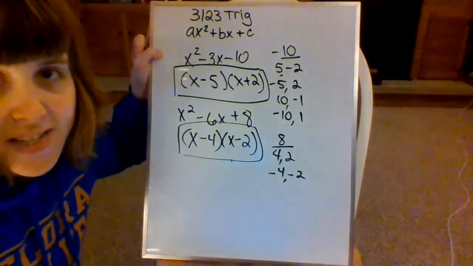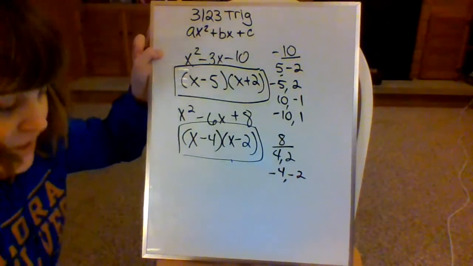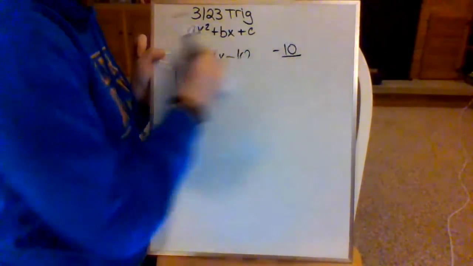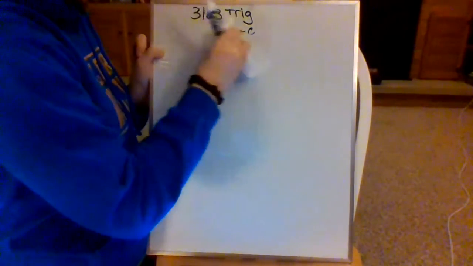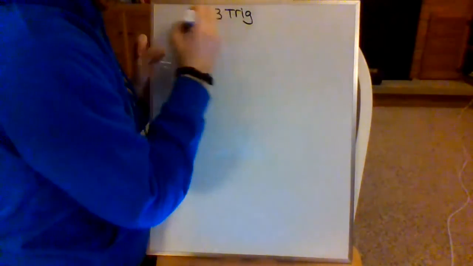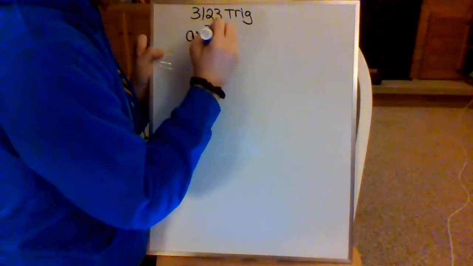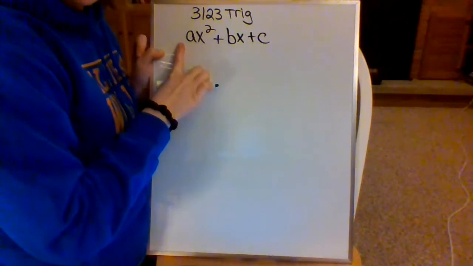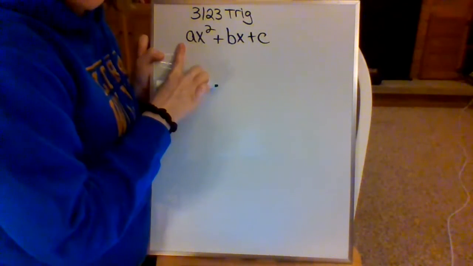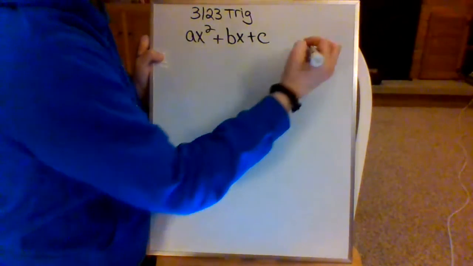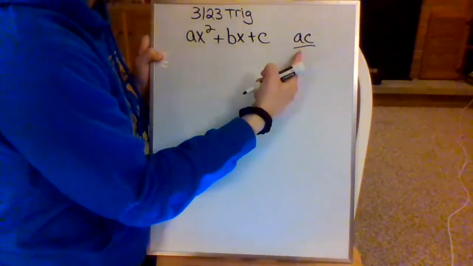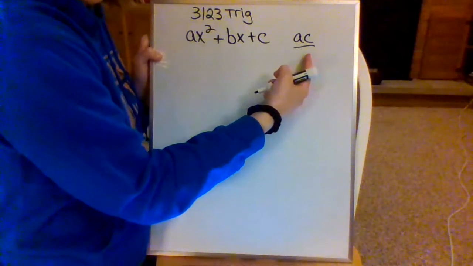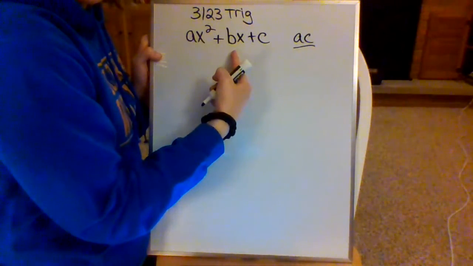Next, we're going to look at when a is not equal to 1. So that's a little bit different. Okay, so now we're looking still at ax squared plus bx plus c, but now a is not equal to 1, so our first step is going to be to multiply a and c. Then you'll be looking for factors of ac. That means what could you multiply to get ac that would add together to equal b.